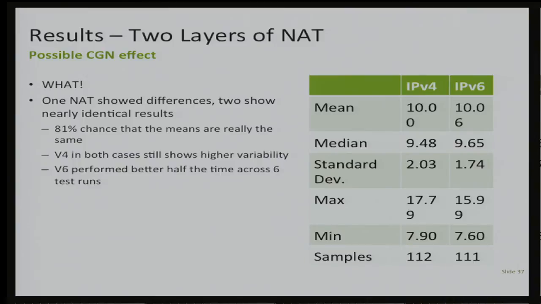Let's see what happens when we go to 2 layers of NAT. Here we go. We would expect that this would make it worse, and instead, they come out the same. The mean and the median are pretty close. v4 looks a little bit better in this. Again, the standard deviation still shows more variability for v4 performance versus v6. And the min is still higher than v6.